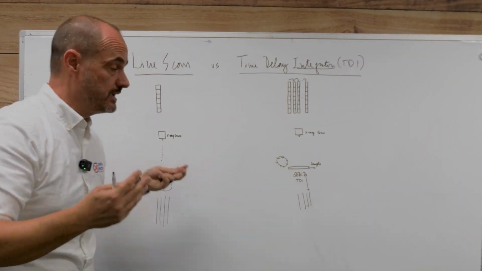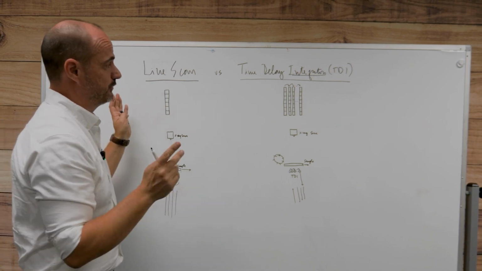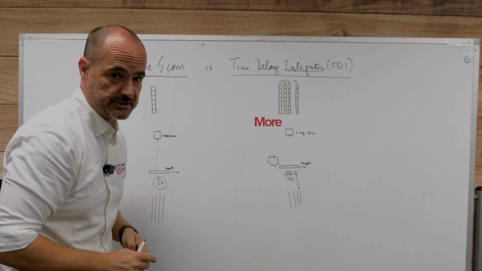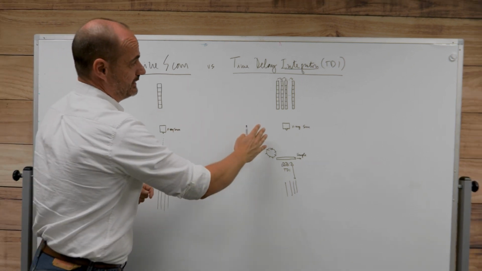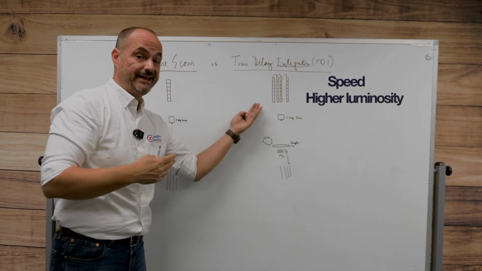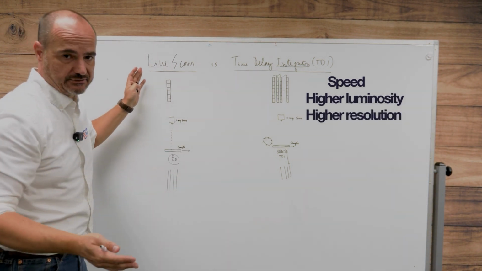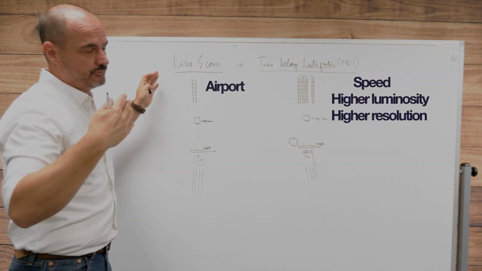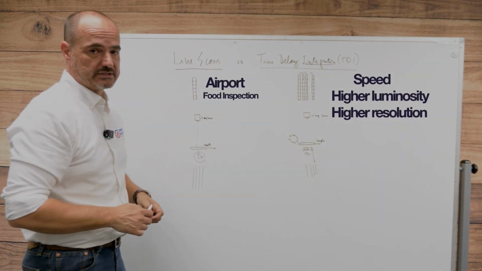So this is the main difference why you use a TDI instead of a line scan. Another big difference before I finish here, TDI is way more expensive than a simple line scan. So if you have an application where you need speed and higher luminosity and higher resolution, TDI is the way to go. For most applications out there, they use a line scan, like the airport, food inspection, in some ADT applications, a line scan is what's used.